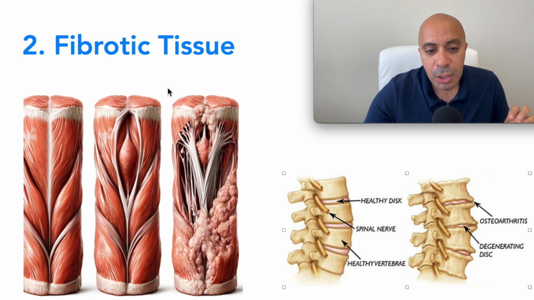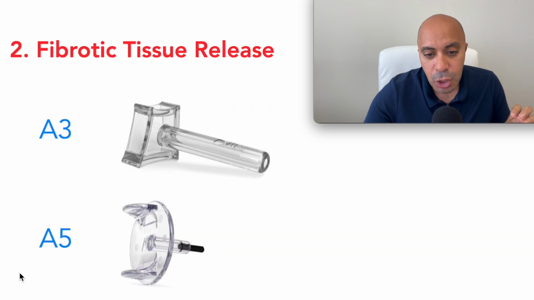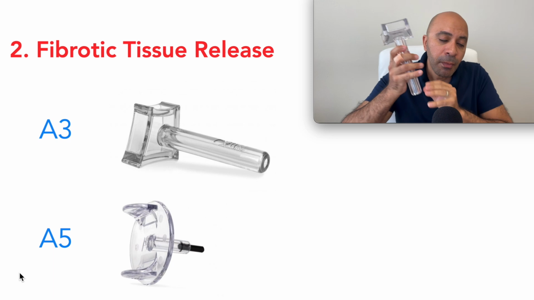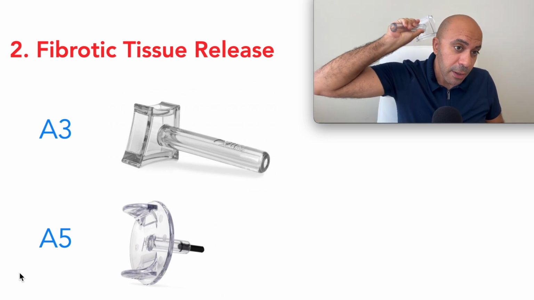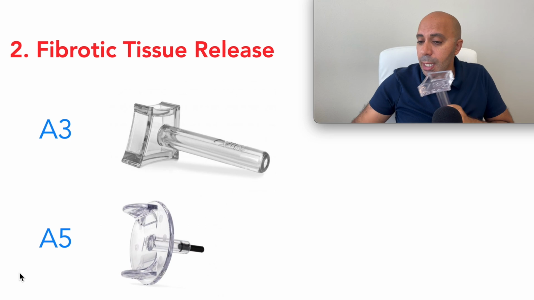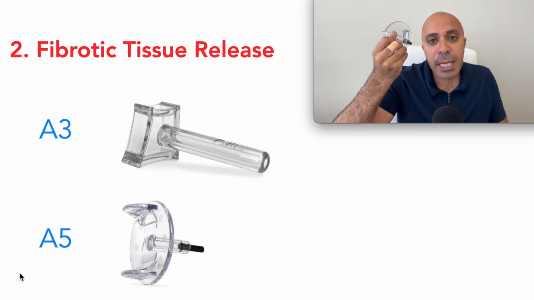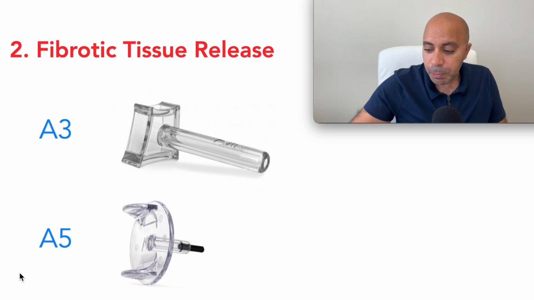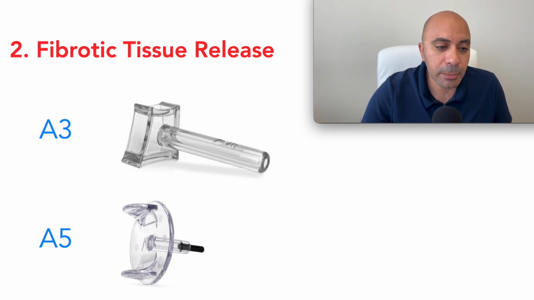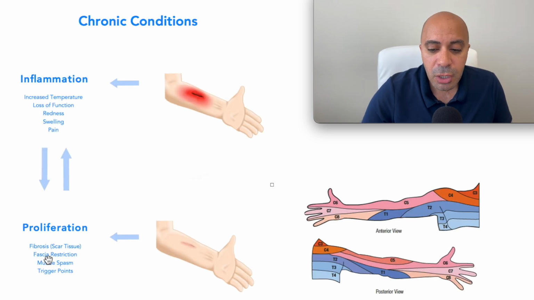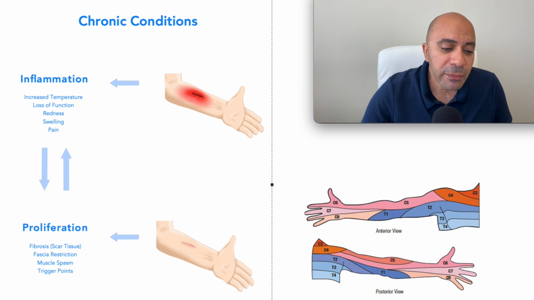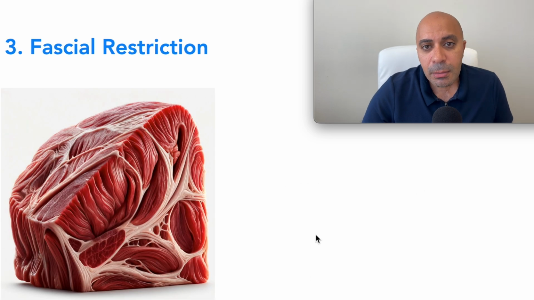So what I personally do to decrease fibrotic tissue is use the A3 to decrease external fibrotic tissue, and I use the A5 to break down deep fibrotic tissue. At the same time, while we're working on inflammation and fibrotic tissue, the third effective treatment that has to be done simultaneously is releasing the fascia restriction. And I will explain briefly why fascia is extremely important and extremely overlooked by a lot of healthcare providers.